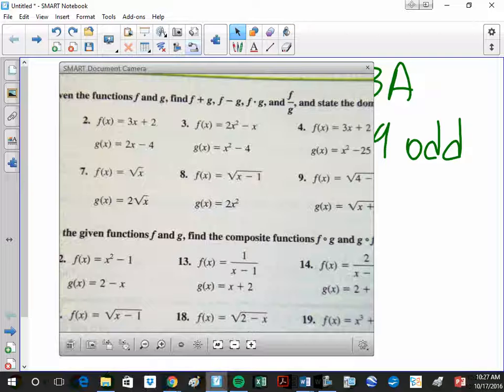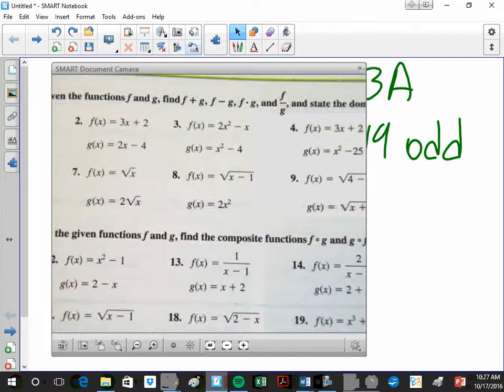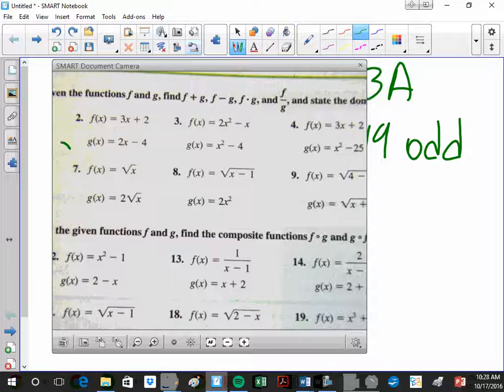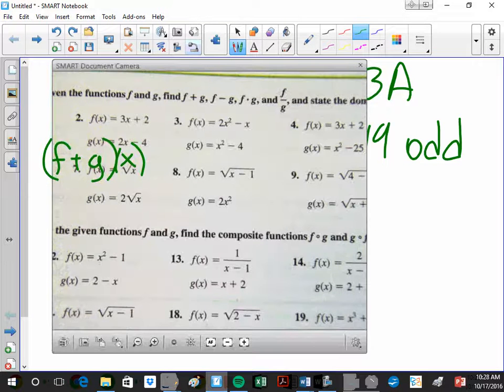The instructions say, given the functions f and g, find f plus g, f minus g, f times g, and f divided by g, and state the domain of each. So, f plus g of x is simply f plus g. 3x plus 2 plus 2x minus 4. If I add those together, I get 5x minus 2. What is the domain of that function?